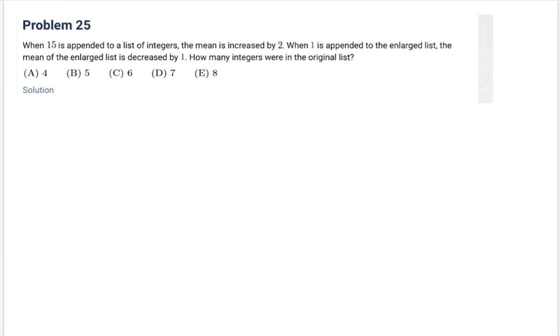And our last problem of the day, problem 25. When 15 is appended to a list of integers, the mean is increased by 2. When 1 is appended to the enlarged list, the mean of the enlarged list is decreased by 1. How many integers were in the original list?